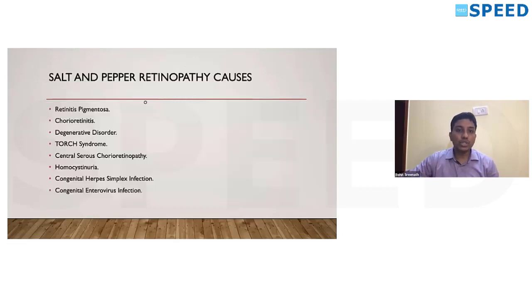So the important causes for the salt and pepper retinopathy are retinitis pigmentosa, chorioretinitis, degenerative disorders of the retina, TORCH infections, mainly rubella, and central serous chorioretinopathy. Remember, rubella in the lens results in a nuclear cataract. So this also is an important exam question. Rubella can result in a nuclear sclerosis or nuclear cataract. Central serous chorioretinopathy, homocystinuria, congenital herpes, and congenital enterovirus infections are important causes for salt and pepper retinopathy.